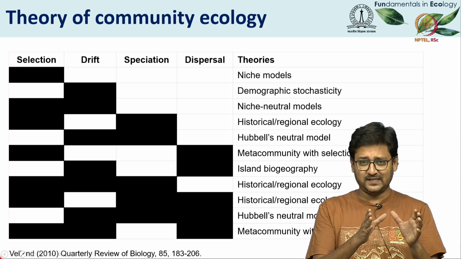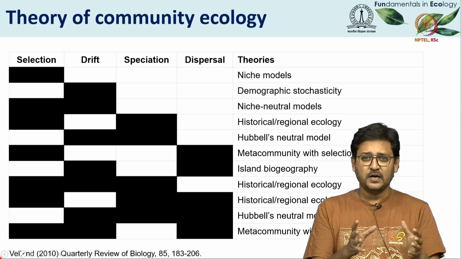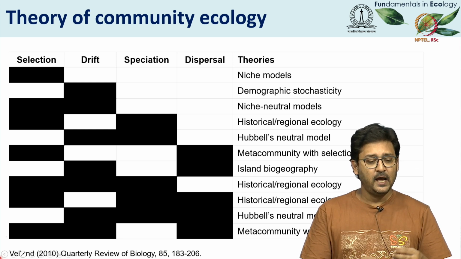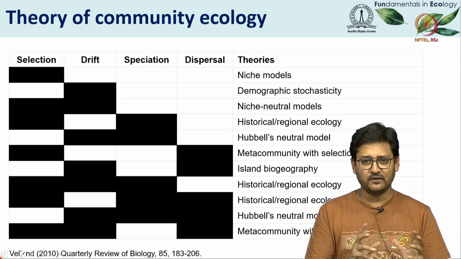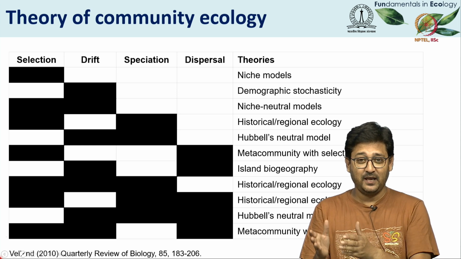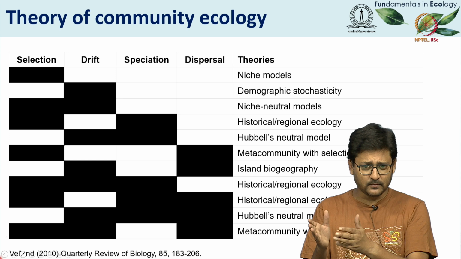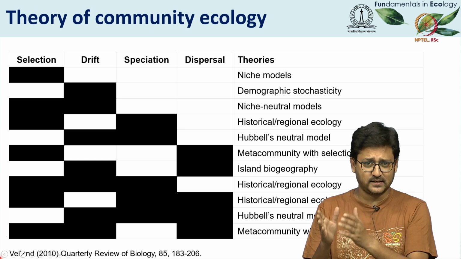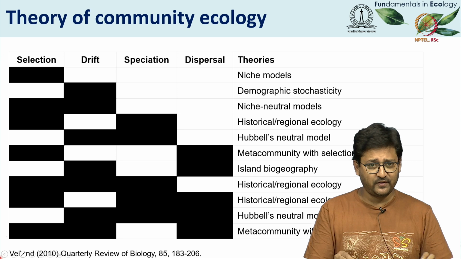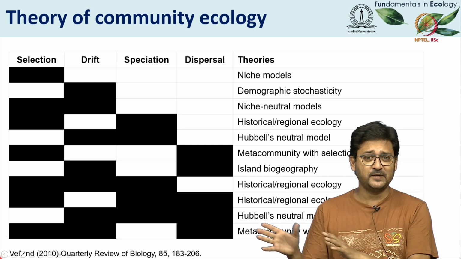So this theory of community ecology comes from concepts in population genetics. If you combine these four forces, which are the only four forces that can cause change in species occurrence and species abundances, in different ways, you can have different ways in which communities are assembled.